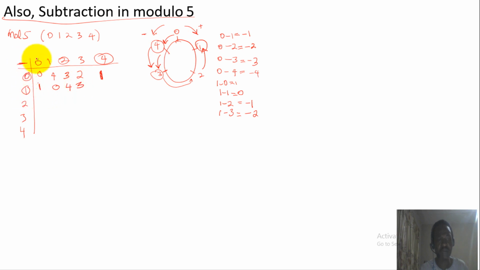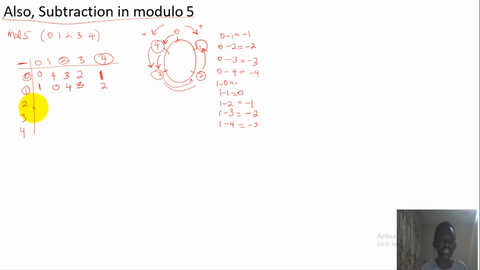Then the next one will be 1 minus 4. When I have 1 minus 4, automatically I'll be having minus 3. Moving 3 times. 1, 2, then 3. Okay, that was 3. That will give me what? Automatically, I'm going to have 2 here.